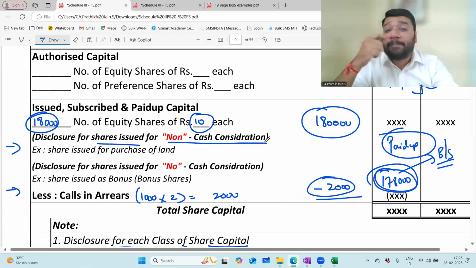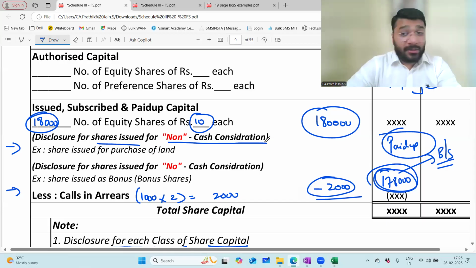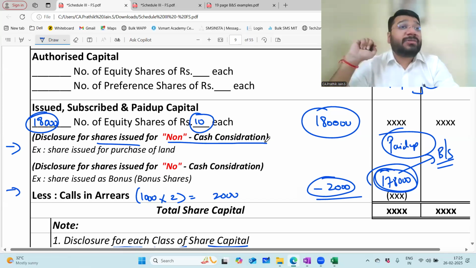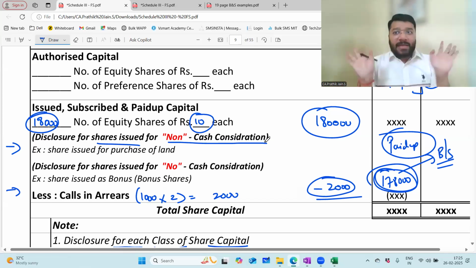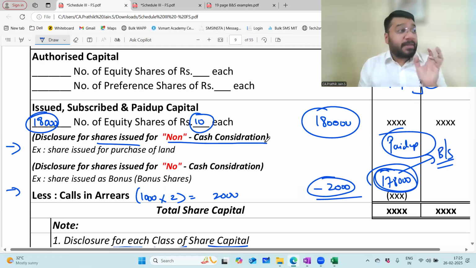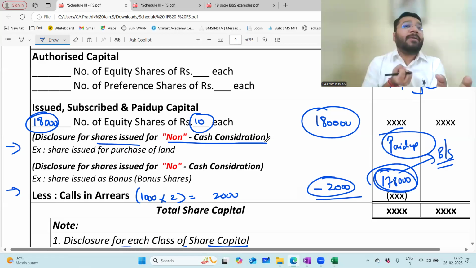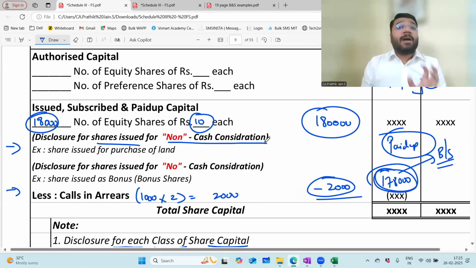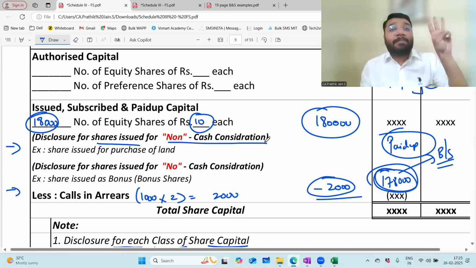We have studied this concept in CA Foundation and in 12th, both places. Shares or debentures issued for consideration other than cash. Normally what happens, the company is issuing the shares, in return what do you get? Cash. But we saw exceptional scenarios where the company is issuing the shares, but in return, the company will not get the cash. In return, the company gets three possible things.